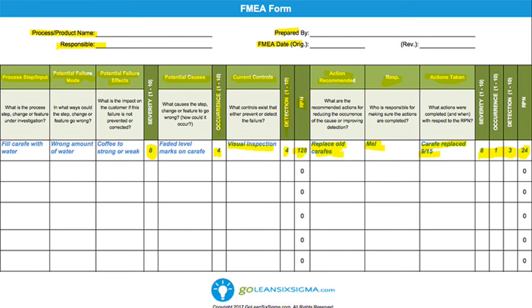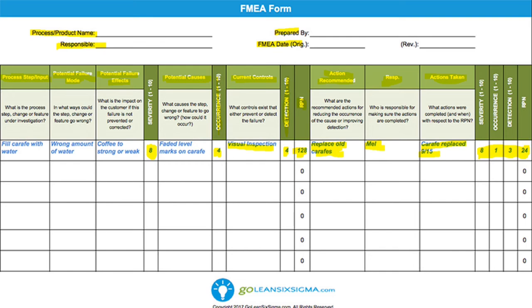And something I think I failed to mention just a minute ago was that to get your total risk score, you're multiplying the 3 previous values. So you're multiplying severity by the likelihood of the occurrence, by how likely or unlikely you are to detect the issue. So we've rescored everything, and just by replacing the old coffee makers with the new, that's brought our risk down from 128 to just 24.